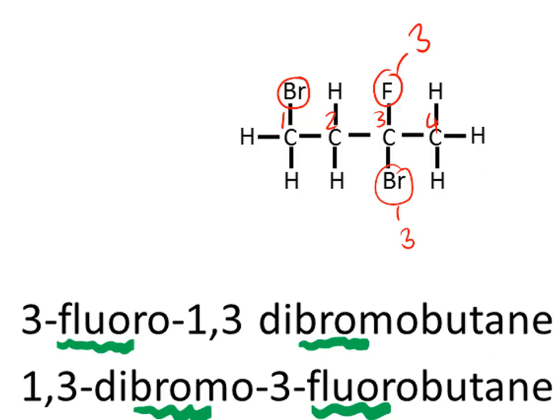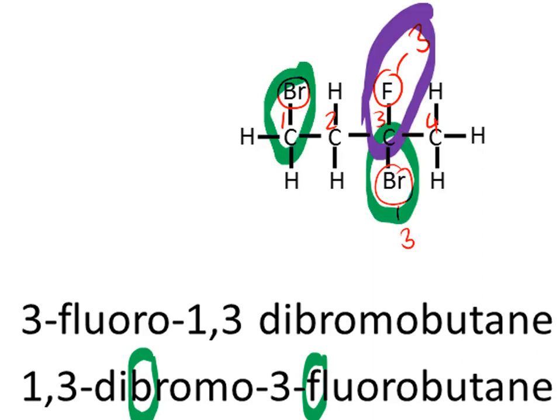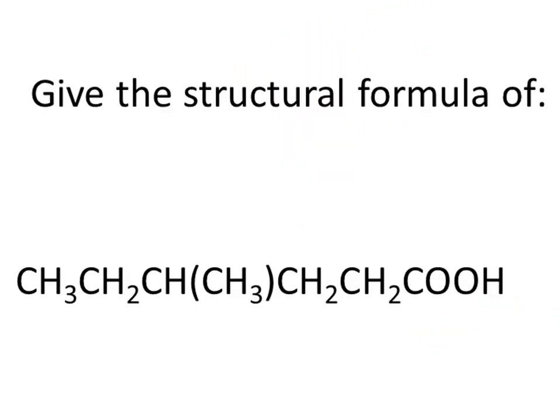To decide which is right, we go to our rule about alphabetic naming. We must name the side branches, in this case, the halide substituents, in alphabetical order. B comes before F, so it must be bromo first. And it's dibromo. The di part we don't consider in the alphabetical decision, just the name of the halogen, bromo in this case. So bromo must be named before fluoro because B is before F in the alphabet. So here B is the correct option. 1, 3 for this 1 and then that 3. Dibromo, 3. Fluoro, butane.